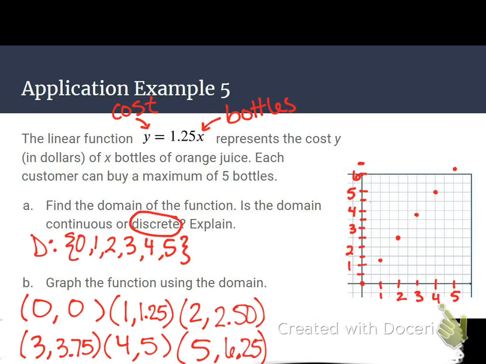Now these all fall in a straight line, so should I draw a line that goes through them? No, because we said that this was discrete, meaning no line, just points. Questions, concerns about these? Okay.